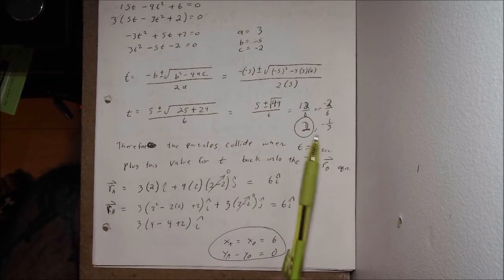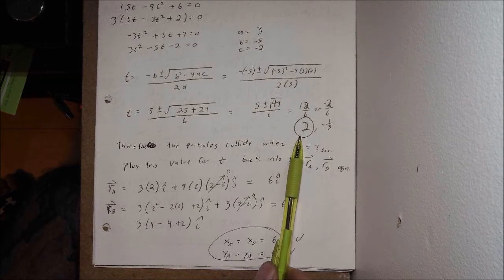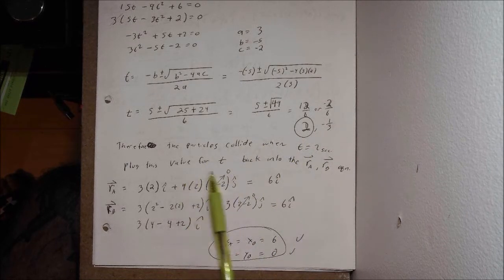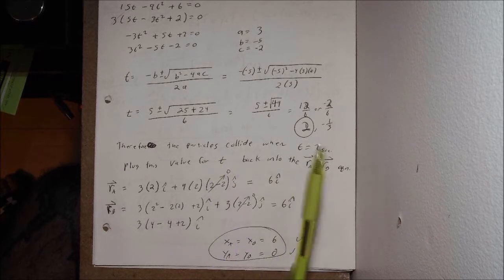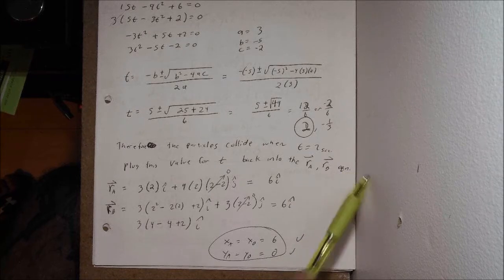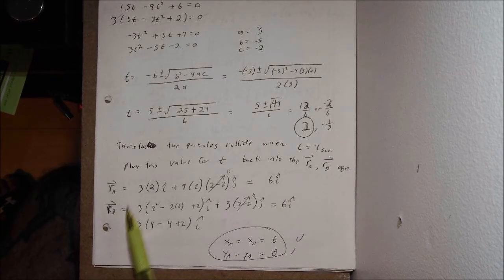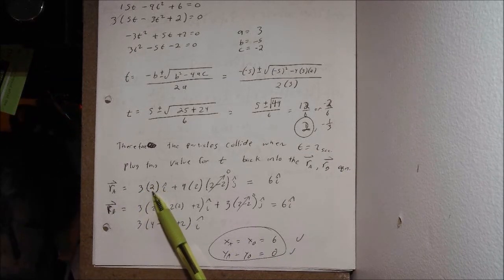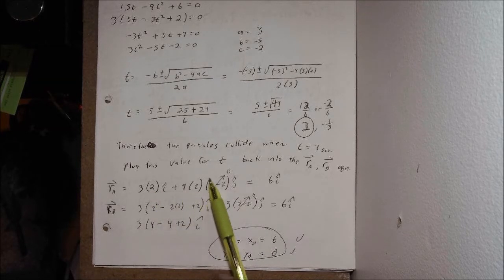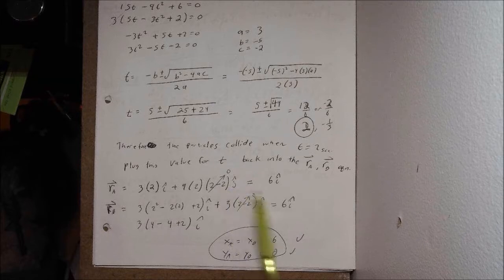So with that information, knowing the time when the two particles collide or intersect, I can take that value of 2 seconds and plug it back in for t into my position vectors r sub A and r sub B. So I plug it back into both of those position vectors. So 3 times my value of time, 2. Now I had in the j direction 9 times 2 times 2 minus 2, which ends up going to 0.